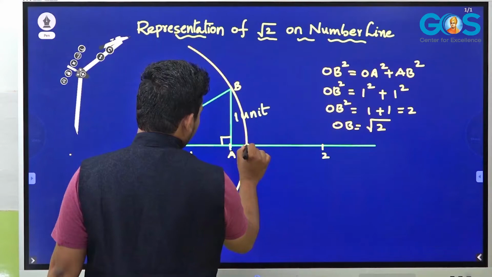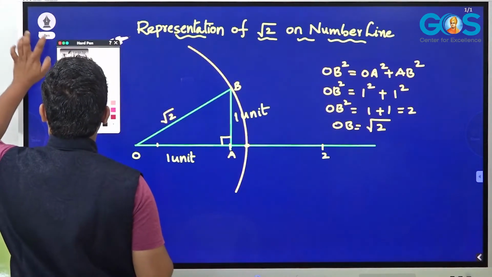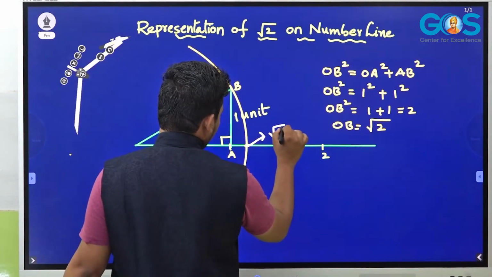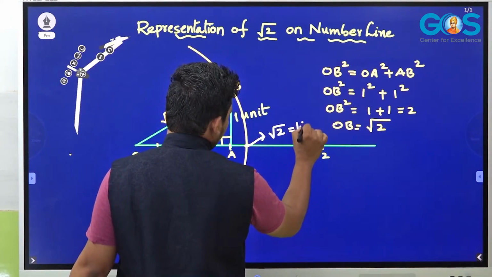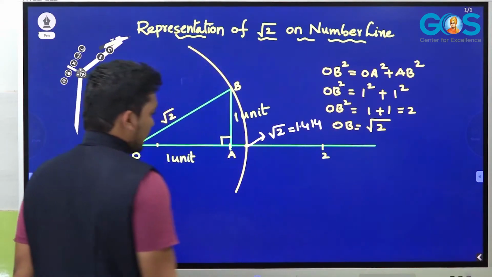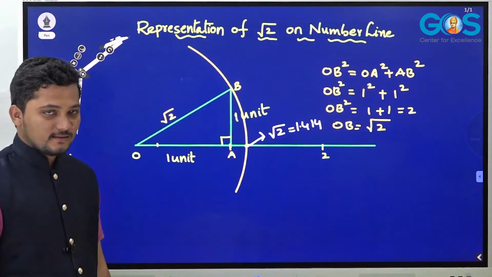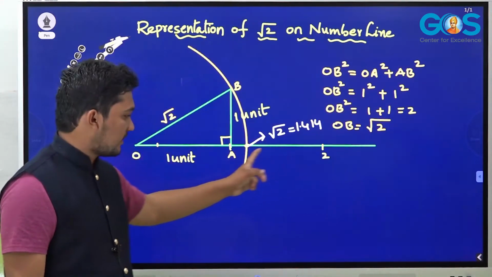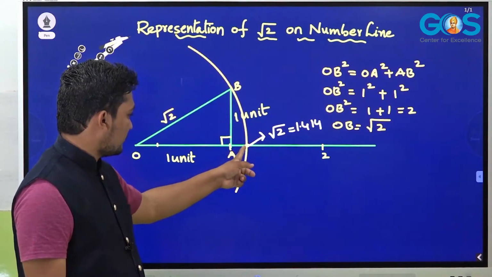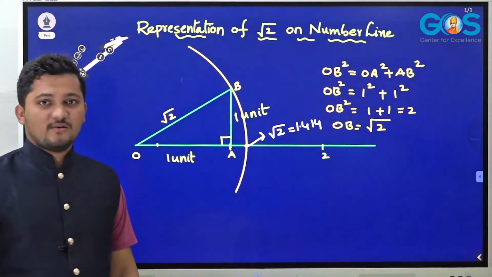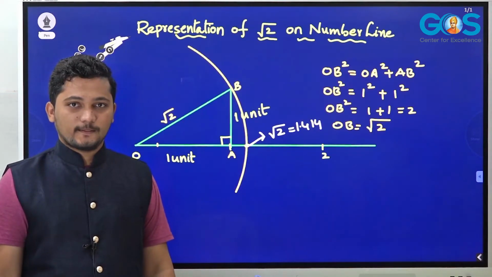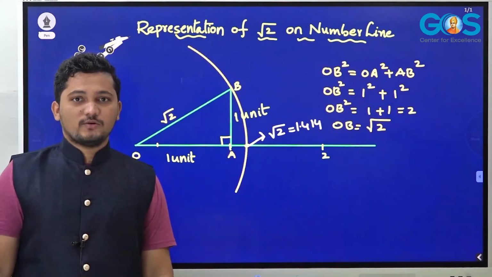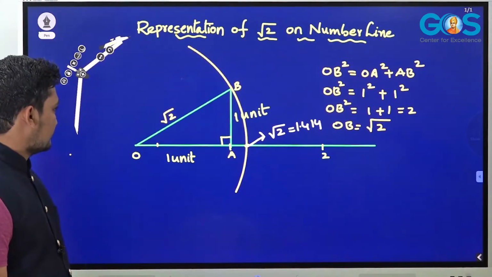Wherever that arc cuts this number line, that point indicates the value of root 2, that is equal to 1.414. Okay children, wherever the arc cuts the number line, that point represents the value of root 2. Like this you should represent root 2 on the number line.